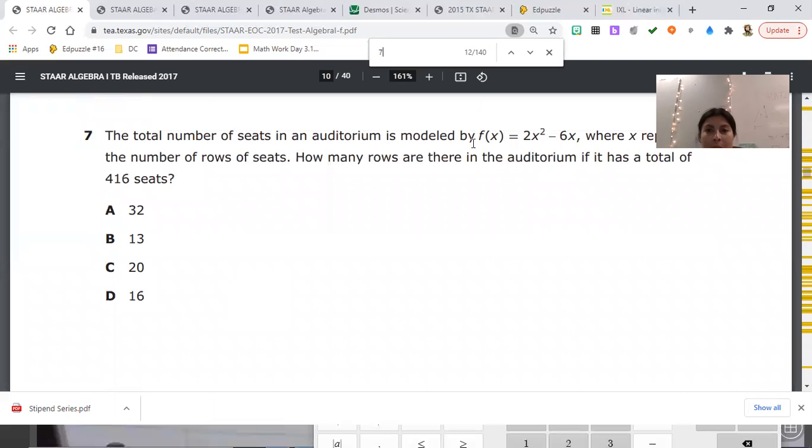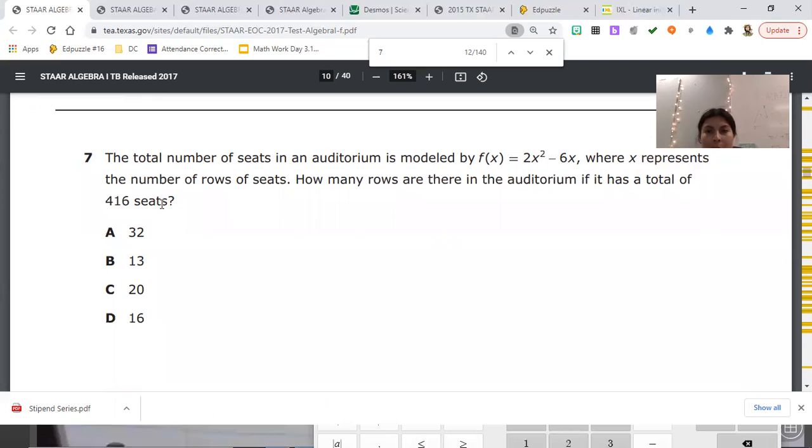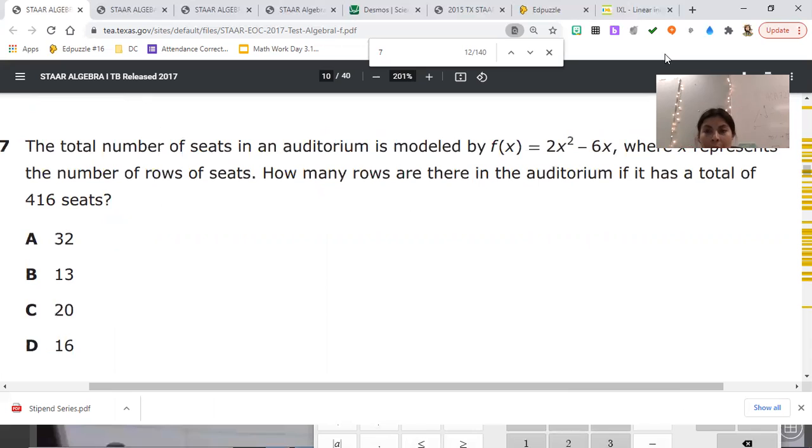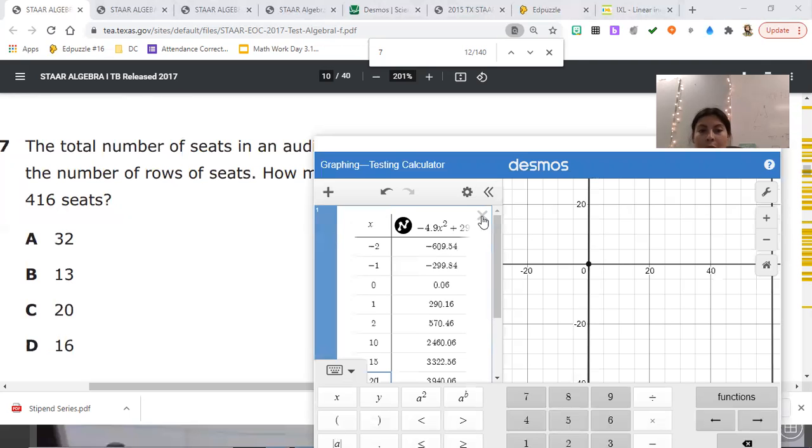And I know that because right here it's telling you the total seats is the Y value and X is the rows. So you're gonna type in these for X and see which one do you get the Y value of 416. So let me zoom in, pause the video, put this into your decimals, make the table, see where you get 416. Don't type in 416. Type in 32, type in 13, 20, 16. Let's see. You got it right. What did you get for your answer?